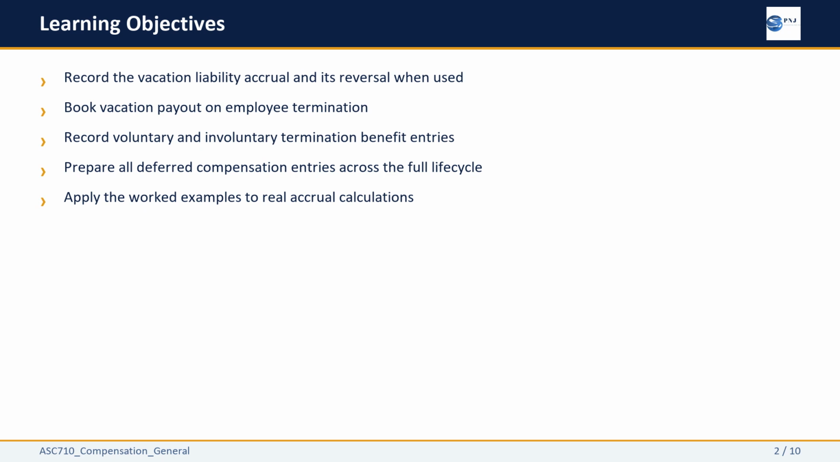That means accruing the vacation liability, reducing it when leave is taken, settling it when an employee departs, and adjusting it at year-end. You will also record both voluntary and involuntary termination benefits correctly and work through the three-stage deferred compensation entry sequence. Two fully worked numeric examples anchor the theory to numbers you can follow step by step.